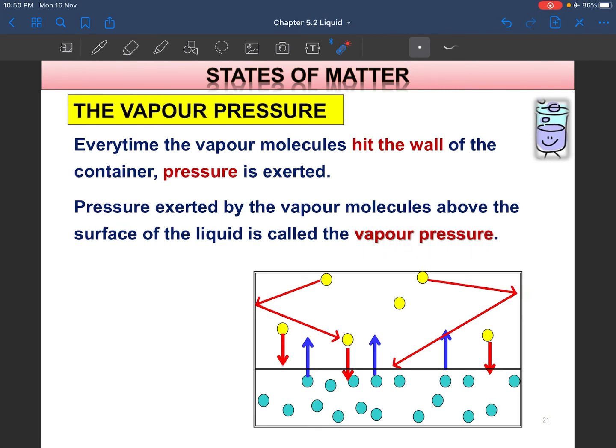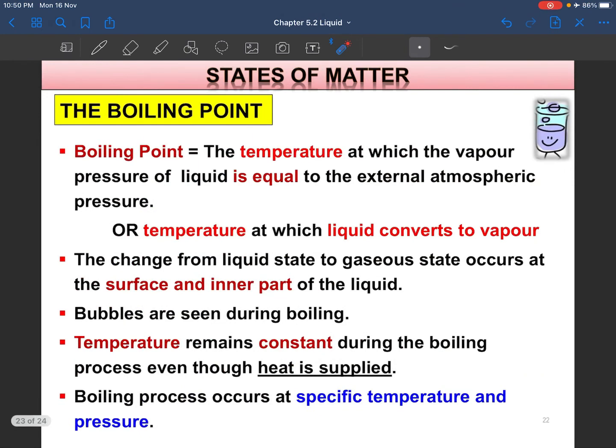Okay, right. So apa kaitan vapor pressure pula? Kalau tengok tadi learning outcome, vapor pressure sebenarnya ada kaitan dengan boiling point. So next kita tengok boiling point. Boiling point adalah temperature at which the vapor pressure of a liquid is equal to the external atmospheric pressure. Okay, so boiling point adalah temperature di mana vapor pressure liquid tu sama dengan external atmospheric pressure, ataupun the temperature at which the liquid convert to vapor.